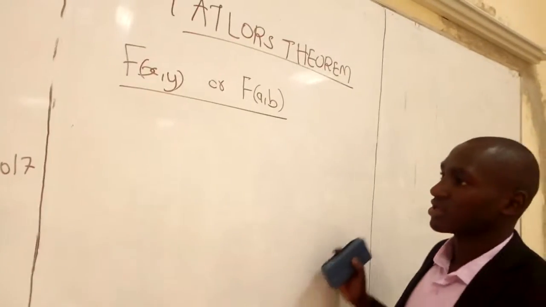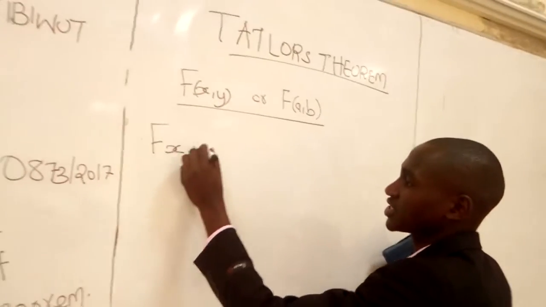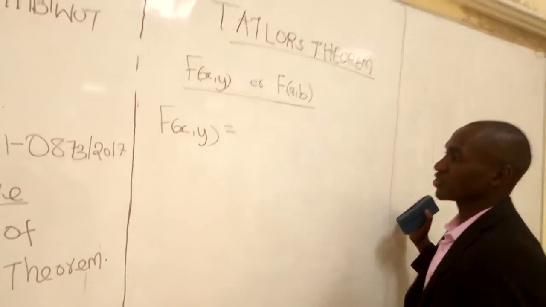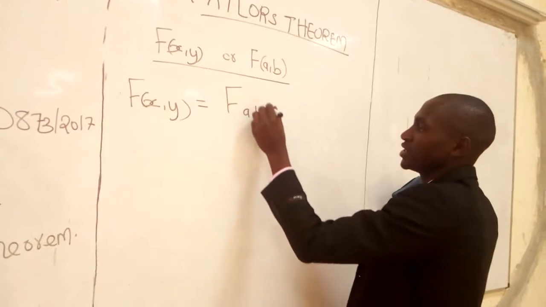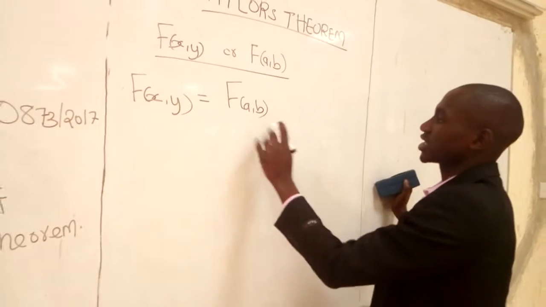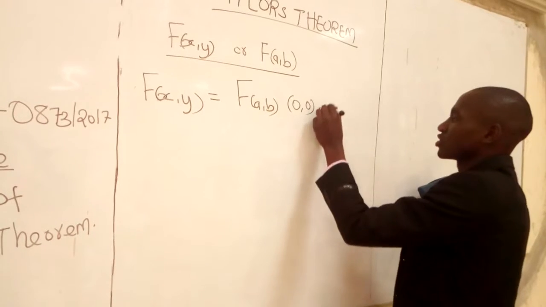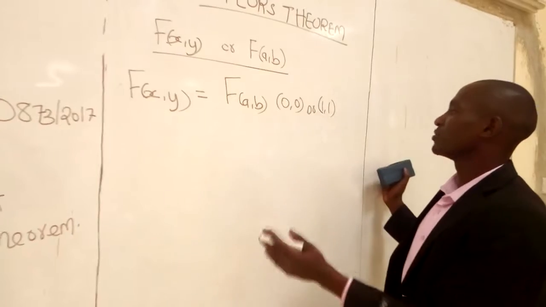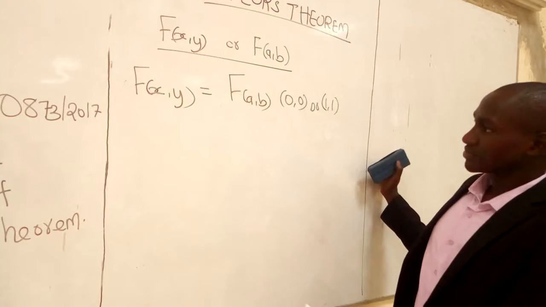Now, our first function, we need to find a function of x and y. So our first function will be a function of a and b, whereby these are given values. This can be 0, 0, or 1, 1, or any other given value. It can be 2, 3, 4.